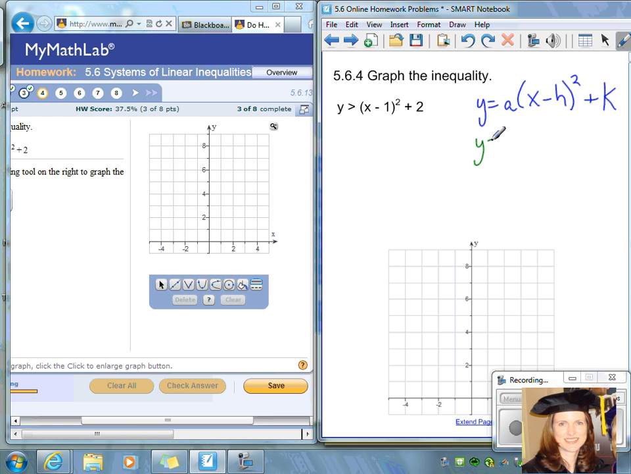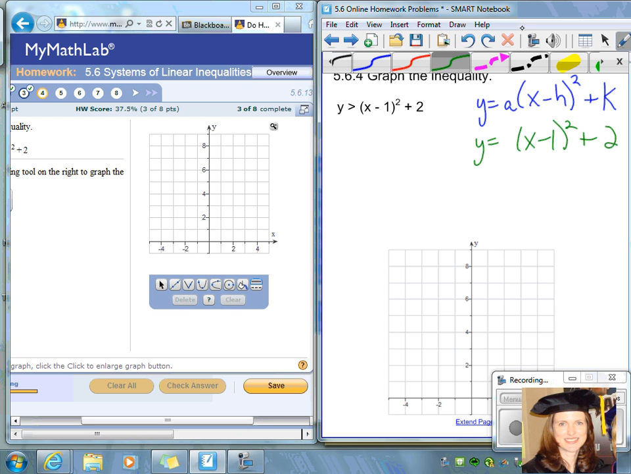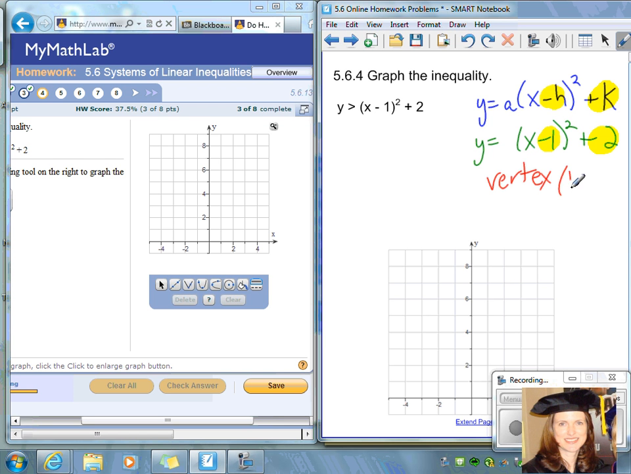So imagine you're graphing y equals (x minus 1) squared plus 2. This is a parabola that's been shifted to the right 1 and up 2. So you can pick out the coordinates of the vertex, the minus h and the plus k. So we can recognize the vertex of this parabola. It's been shifted to the right 1 and up 2. The vertex of this parabola is (1, 2).